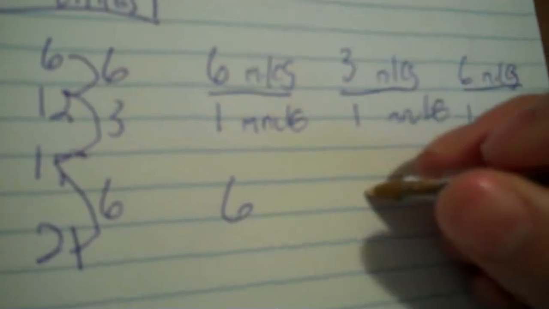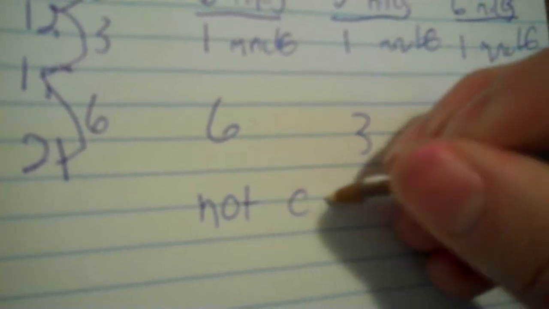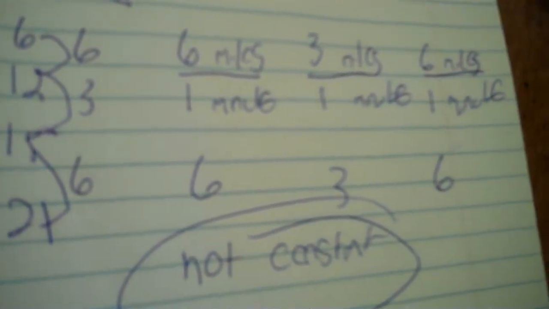Okay, then what you do is just divide them. 6 divided by 1 is 6, 3 divided by 1 is 3, 6 divided by 1 is 6. So since they're different, you didn't get all the same thing, you write not constant. Because this is 6 miles per minute, 3 miles per minute, 6 miles per minute, they're different, okay?